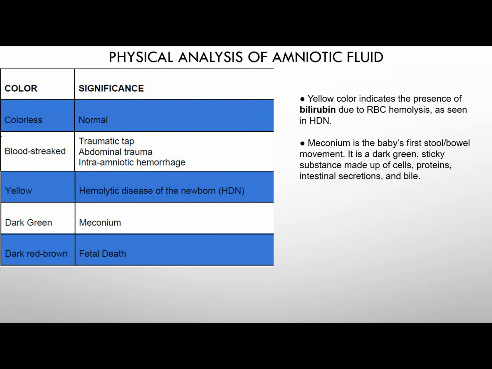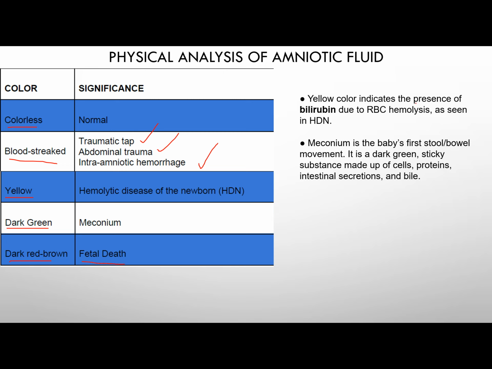Then physical analysis, class. So here is the physical analysis. Your amniotic fluid, the normal color is colorless. If the amniotic fluid is blood streaked, this could be a traumatic tap, abdominal trauma, or intra-amniotic hemorrhage. If the amniotic fluid is yellow, it would be caused by hemolytic disease of the newborn. If it's dark green, there's the so-called meconium. And if it's dark red brown, it's a sign that there is fetal death.